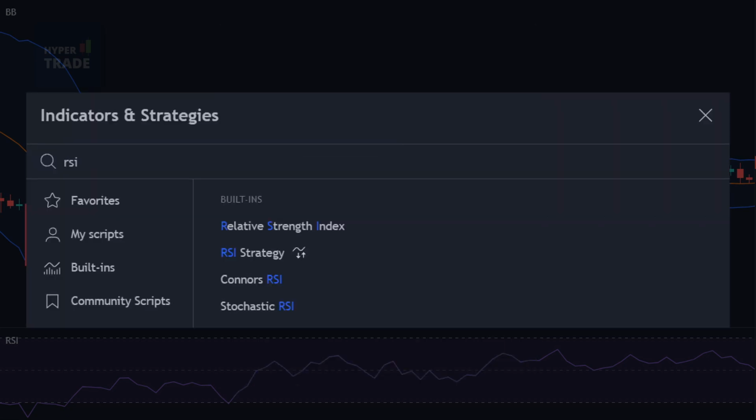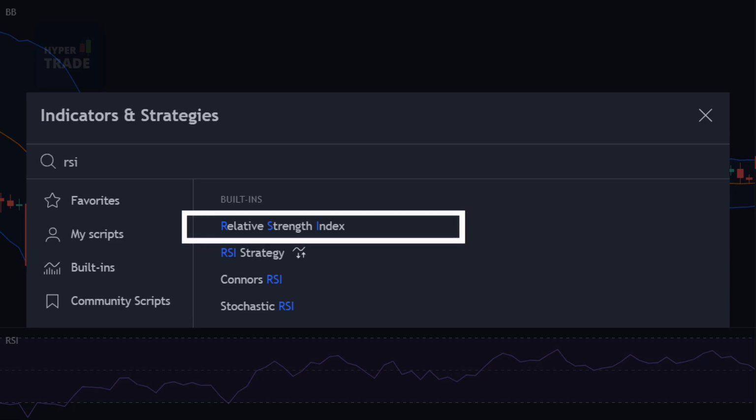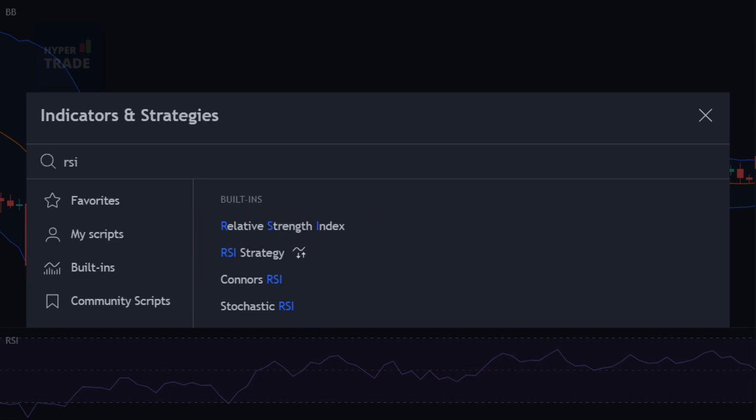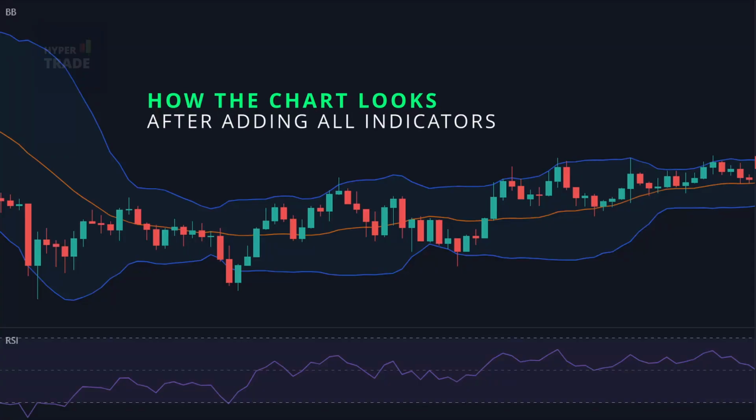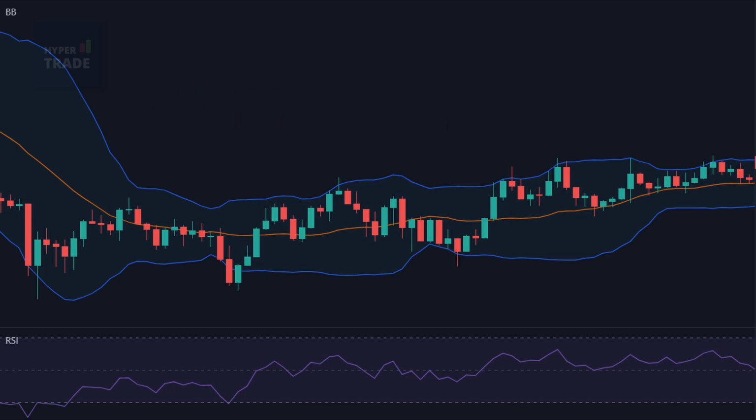Our second indicator is RSI or Relative Strength Index. You can search RSI in TradingView indicators list. Add this indicator into the chart. For this indicator, we will use the default settings, so we don't need to change anything here. This is how our chart looks like after setting up all the indicators. If you missed something, please go back to the indicators section in the description.